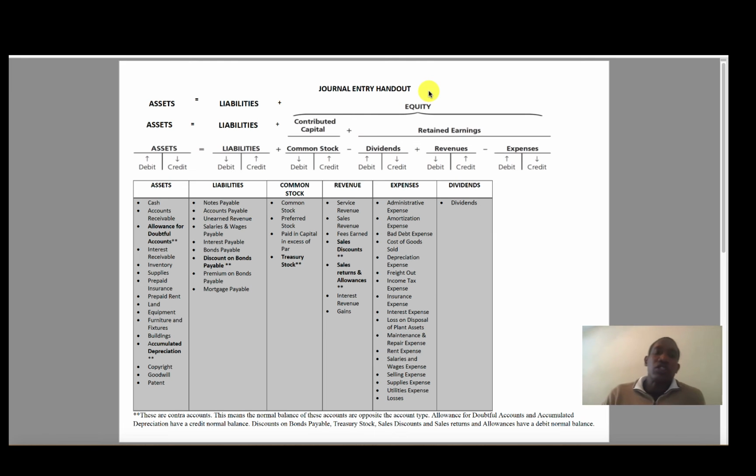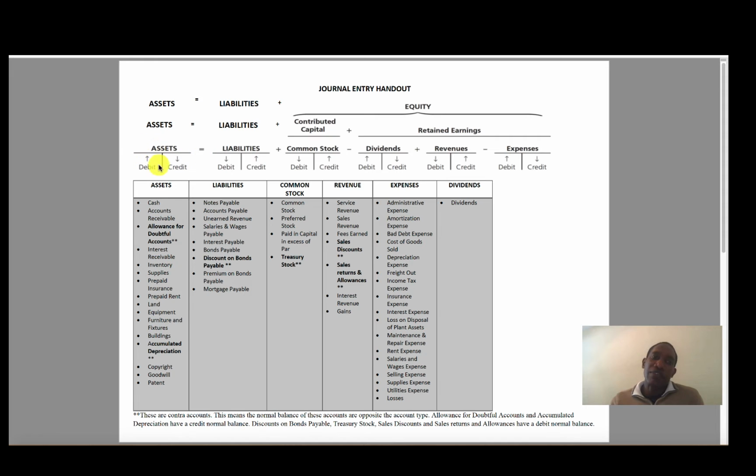In this video, we're going to continue where we left off and talk about normal balance. Okay, so to recap, we started with the simple accounting equation. We expanded that into the expanded accounting equation. We said that these items on the expanded accounting equation are really account types. Each one of these account types has accounts that are linked to it.